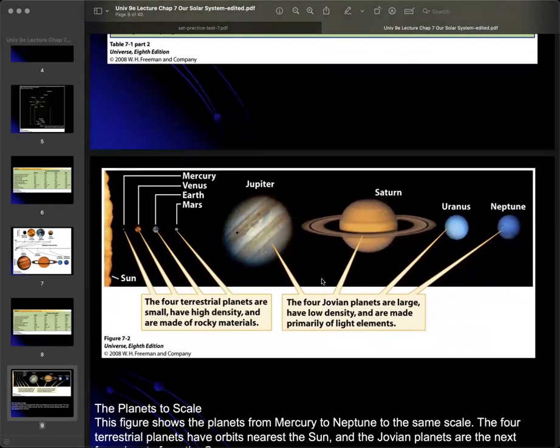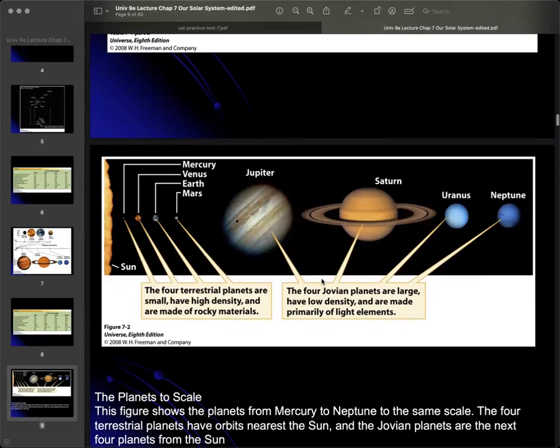Here's another picture with all the planets drawn right next to each other. Here, their sizes are accurate relative to each other, although their distances are not. And in that picture, if you just look at Mars and Jupiter right next to each other, you can see how hugely different their sizes are.